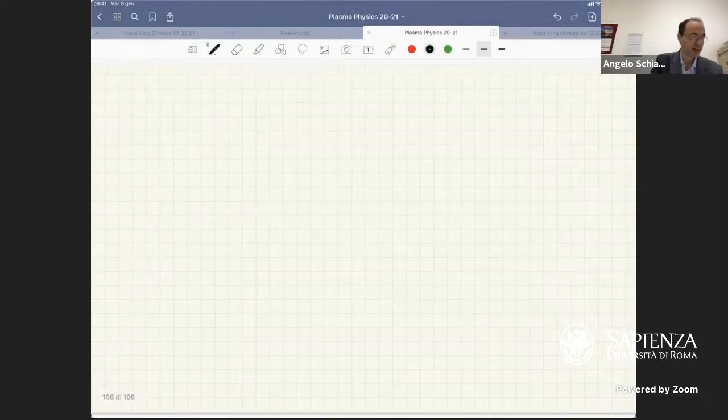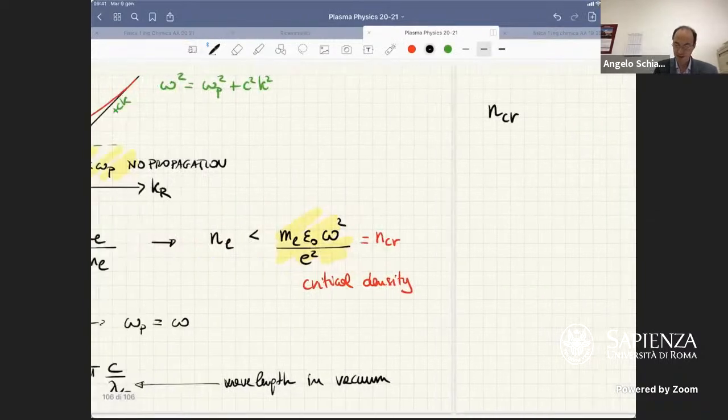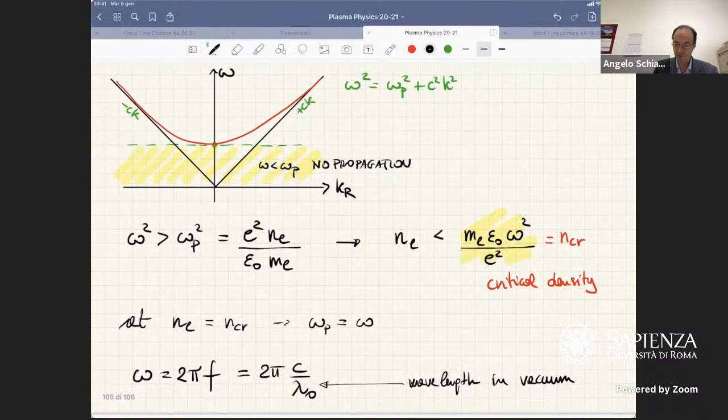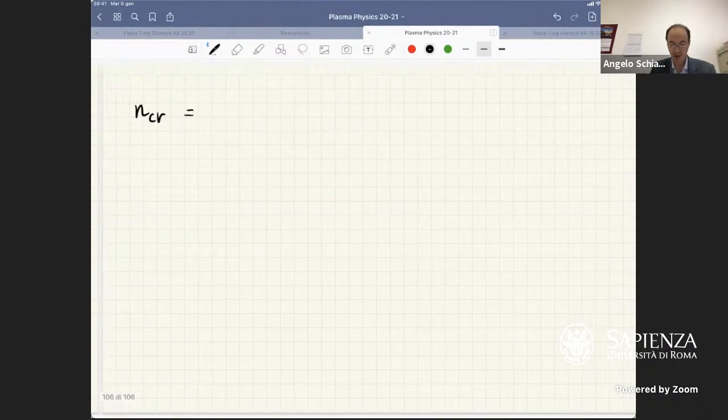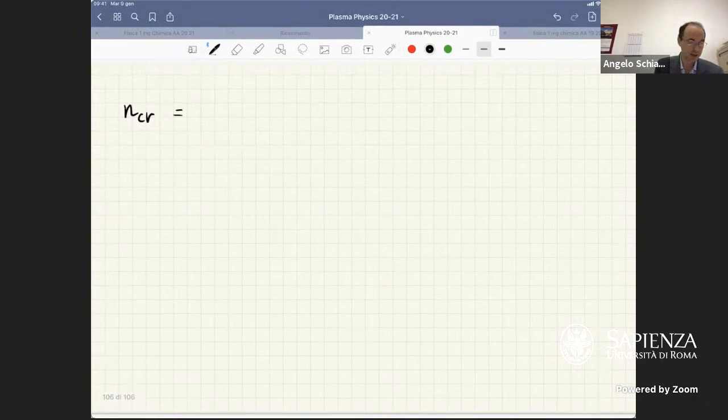So we can express then the critical density. You see that the critical density is a function of physical constants and the angular frequency of the wave. So we can rewrite the critical density as a function of the frequency of the wave, of the wavelength of the wave. So this becomes, for instance, 124.